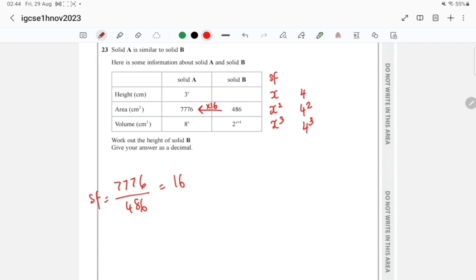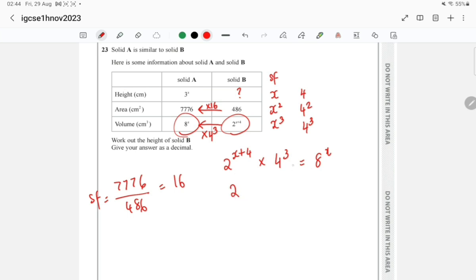Now let's see what the question says. Work out the height of solid B. So this is what I need. Now to find this, definitely I will need to find my x. Now let's see why I have both equations. It's here. If I'm multiplying by 16 over here, or if I'm multiplying by 4 to the power of 2, I know I will need to multiply by 4 to the power of 3 here. So 2 to the power of x plus 4 multiplied by 4 to the power of 3 should be equal to 8 to the power of x.